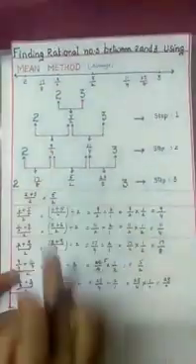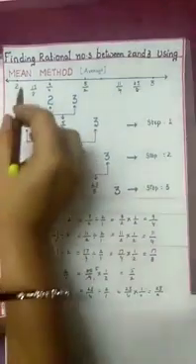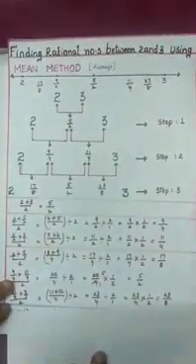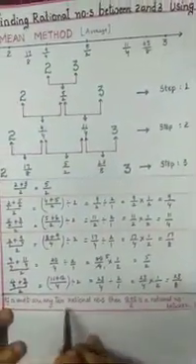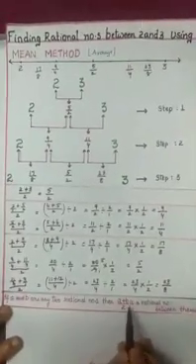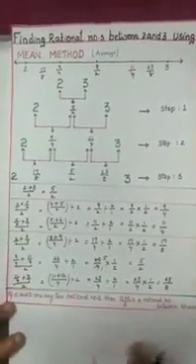Now in this mean method also we can go on inserting infinitely many rational numbers between two rational numbers. Now in general we say that if a and b are any two rational numbers, then (a plus b) by 2 is a rational number between them.